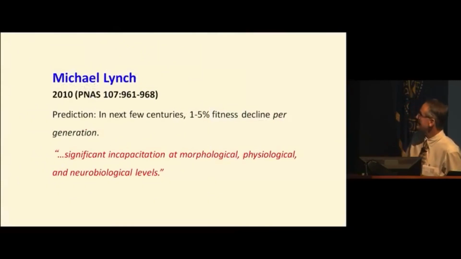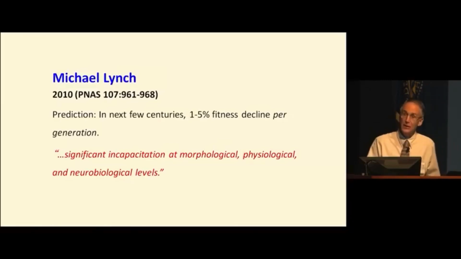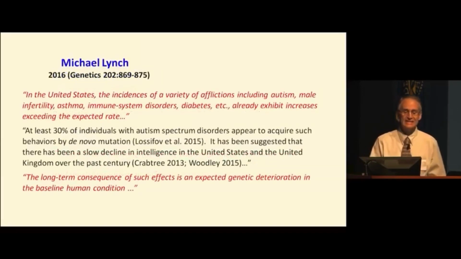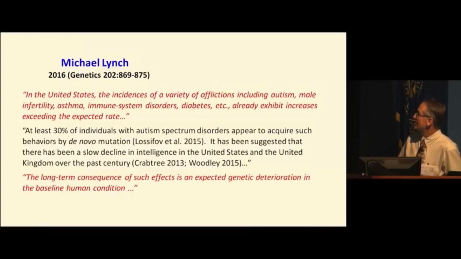In his 2010 paper, a more recent paper in PNAS, he predicts that in the next few centuries we will see 1 to 5% fitness decline per generation. So he's actually more pessimistic than Crow. And 5% would be disastrous. And he concludes we will see significant incapacitation at the morphological, physiological, and neurobiological levels. So he's very concerned. And again, in 2016, he published most recently that in the United States, the incidence of a variety of afflictions, including autism, male infertility, asthma, immune system disorders, and diabetes, already exhibit increases exceeding the expected rate. And he goes on to say the long-term consequence of such effects is an expected genetic degeneration in the baseline human condition.